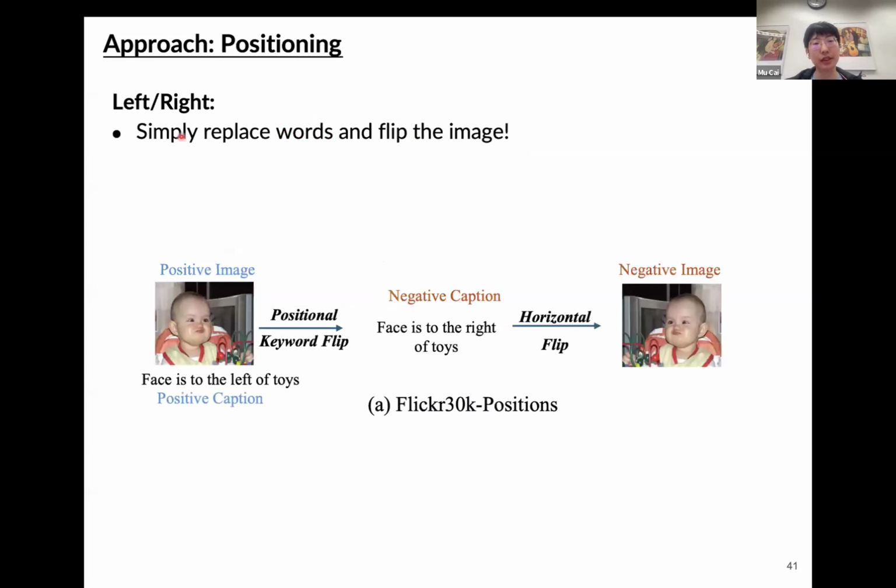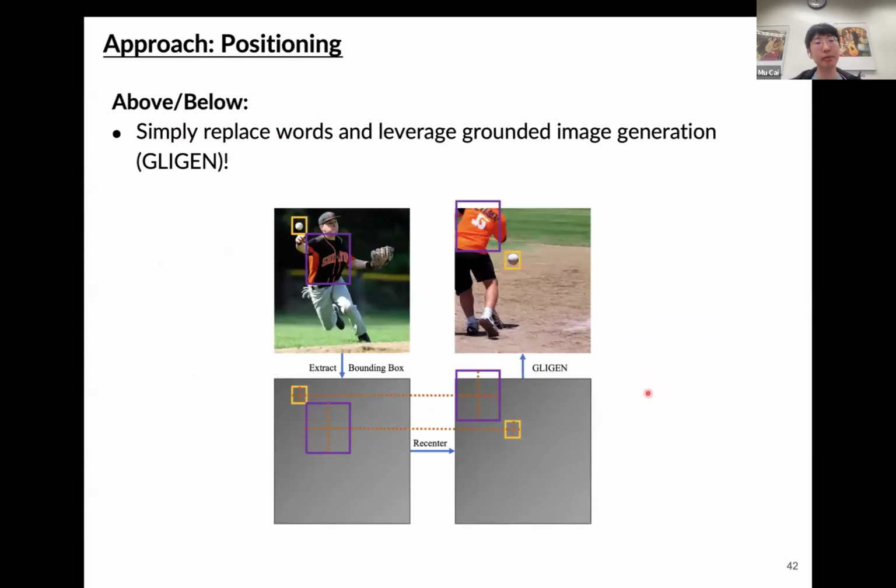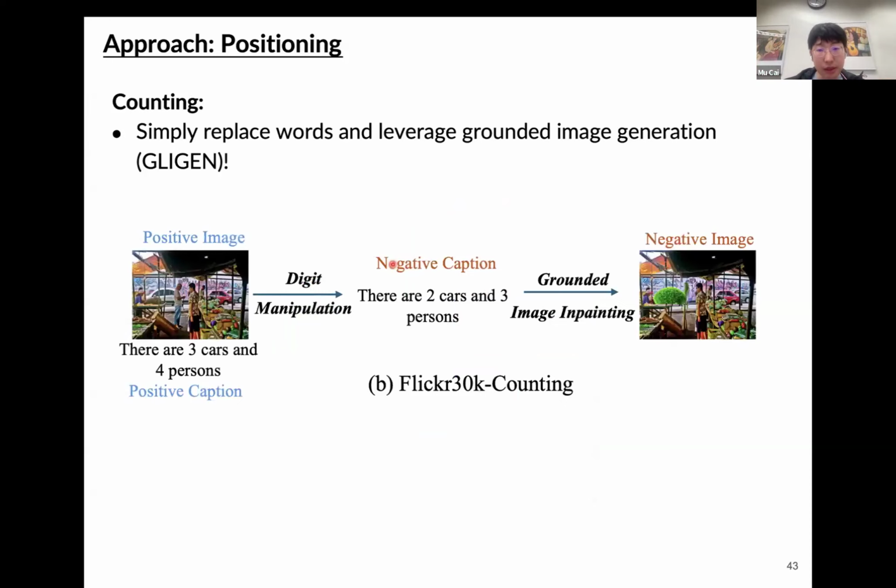So for example, for the left-right problem, given the original image and caption, we just flip the keyword, like replace left with right, and then we do a horizontal flip to the original image. In this way, we get a negative caption and a negative image. A similar thing happens with up and down. But for the above and below case, we can't really vertically flip the image, right? Because it's not reasonable. We have to find a way to curate reasonable below and above flipped images. So here we use GLIGEN, which is also from our lab. It's a grounded image generation model that generates images based on locations. In this way, we can curate the negative data. A similar thing happens in counting.